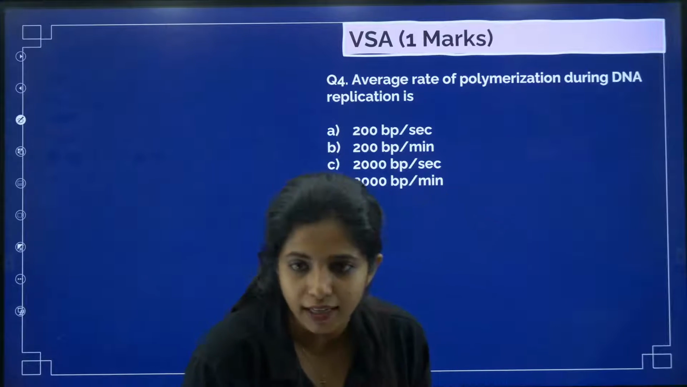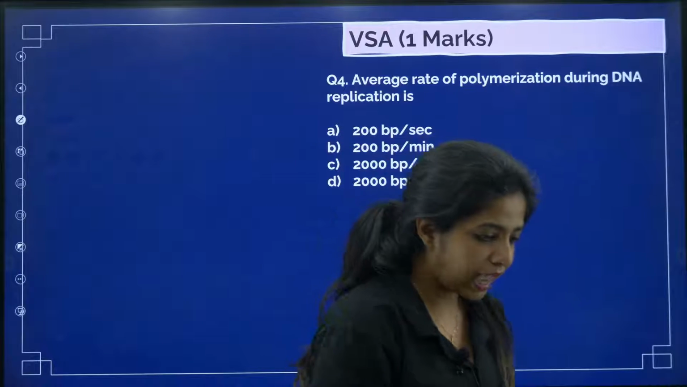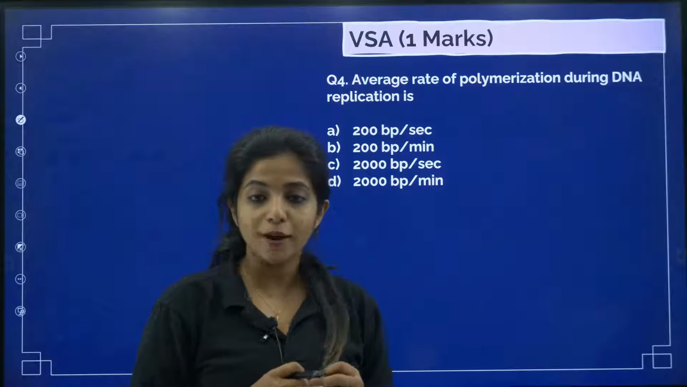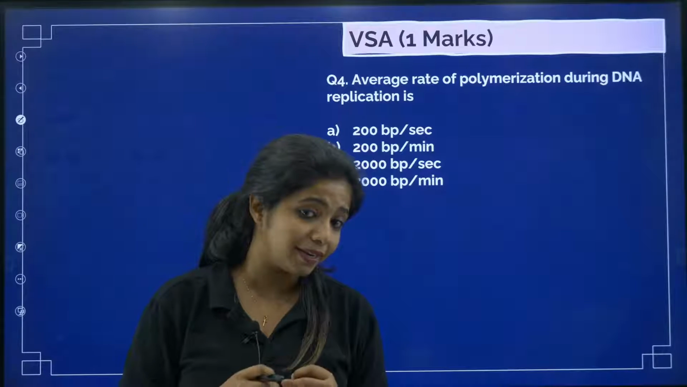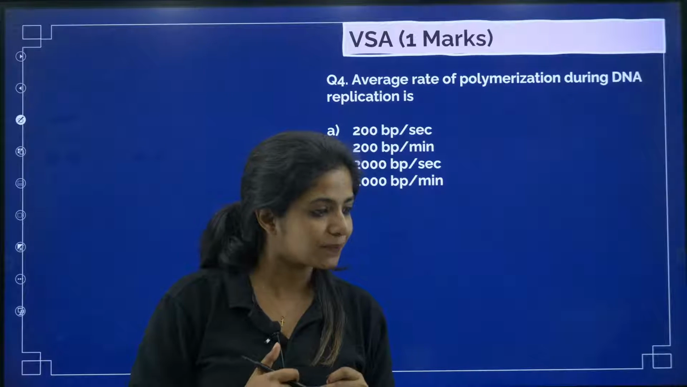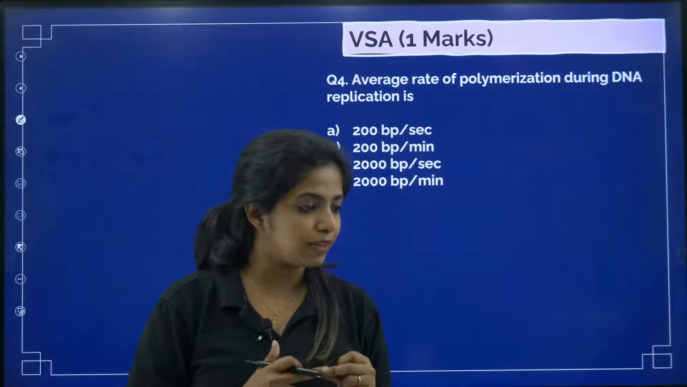Shaukat Ali says it's A. Anyone to challenge? This question is directly from your NCERT, my dear children. Pratima also says it's A. Everyone pretty sure it's A only?